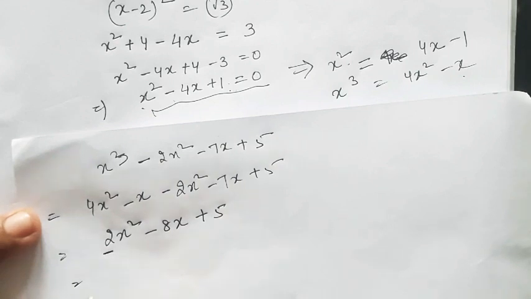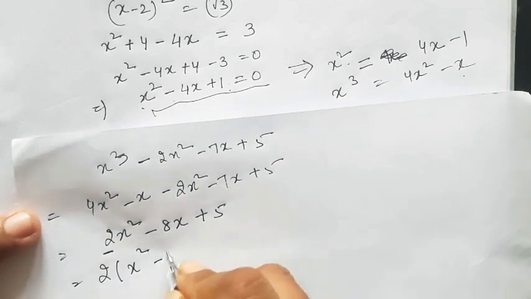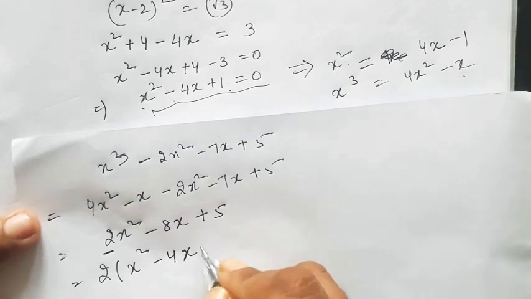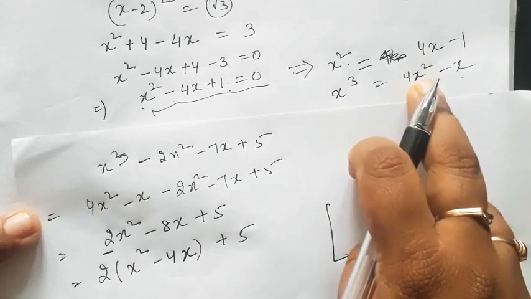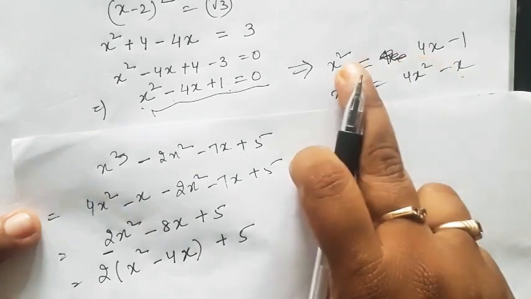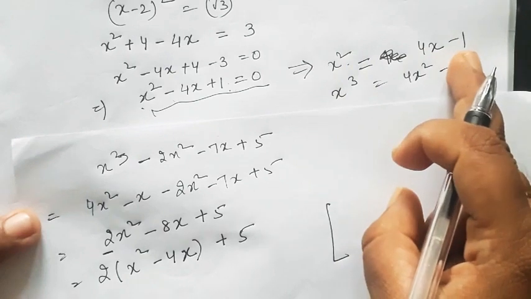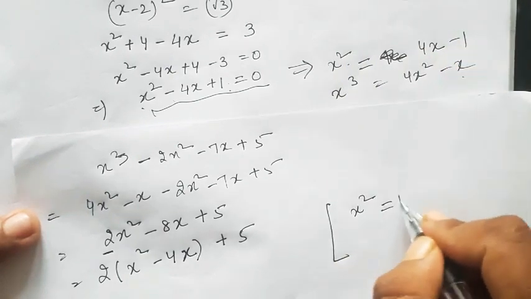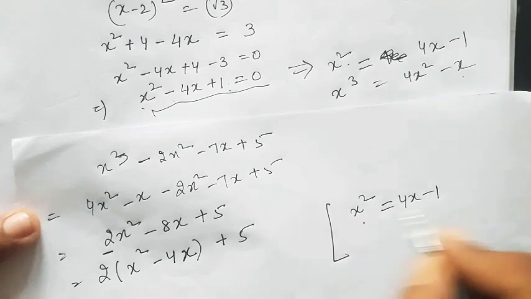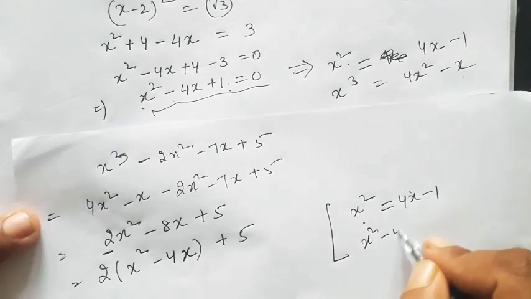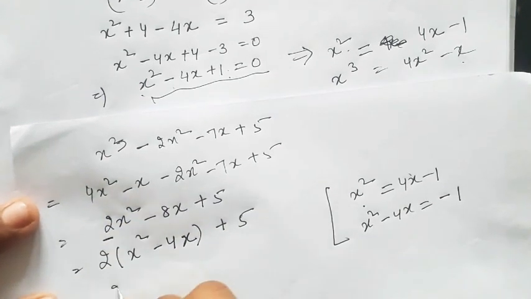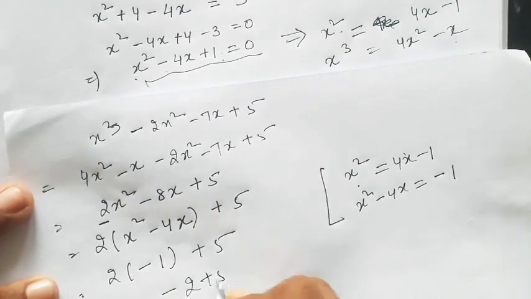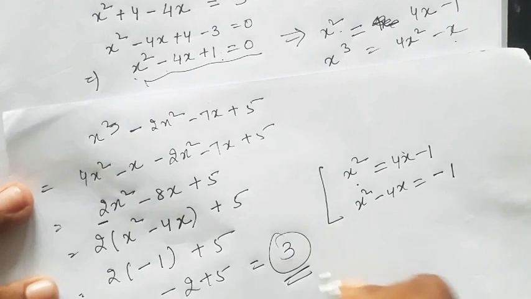You can take 2 common from here. We are left with x square minus 4x plus 5. And we know that x square minus 4x will be minus 1. See, we have the equation, this one. So from here, the value of x square minus 4x is minus 1. So I put this here, and I get minus 1 plus 5, which is equal to minus 2 plus 5, and I get the answer 3.